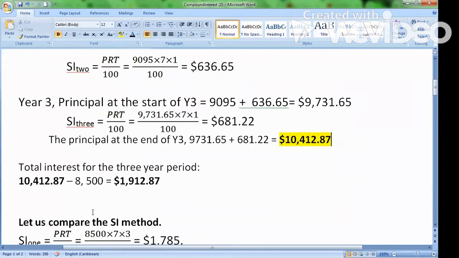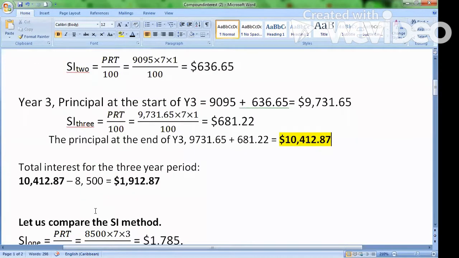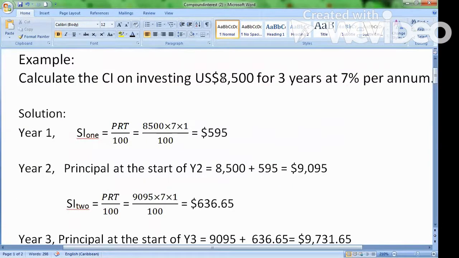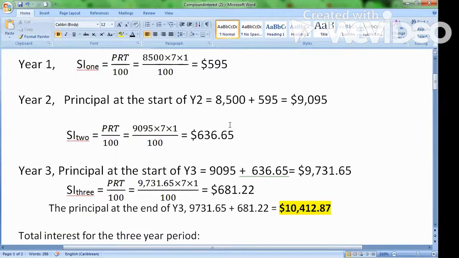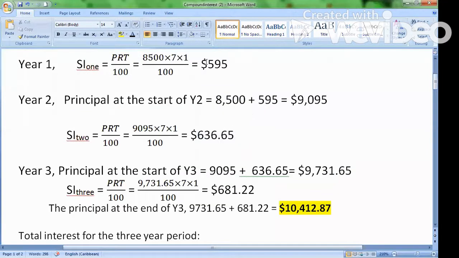Now, what I also did, you see, was to add up all of the interest. Did I do that? Oh, I didn't do that, you know. Oh yeah, I did it, but I didn't show it. So what I did, you see, was subtract the 8,500, the money originally deposited, from the total amount of money that you will earn. And so the interest is 1,912. All right. Another way of getting the 1,912 is to add the interest individually for each year. You could have also done that, right? You end up with the same answer.